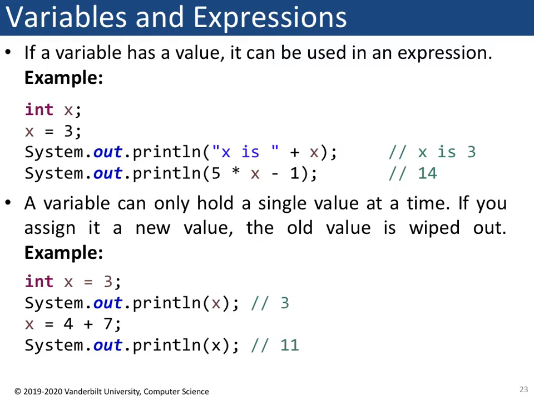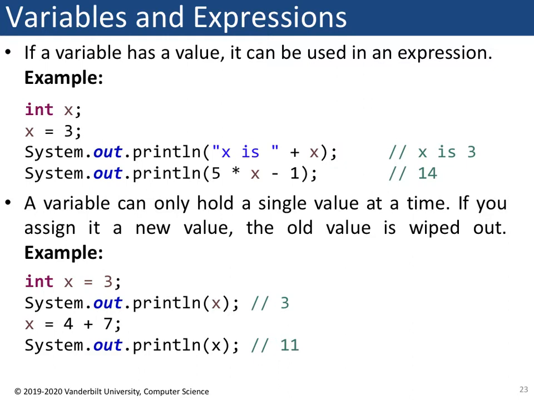So you can only hold a single value at a time in a variable. If you change it or assign a new value, the old value is completely erased. It's permanently erased. An example, we have a variable x, so we have declared it as an integer, and we've set it equal to 3. So here we've done the declaration and the assignment all in the same statement. And then we are going to do a print line statement to display the value of x to the screen, and we display the value 3.